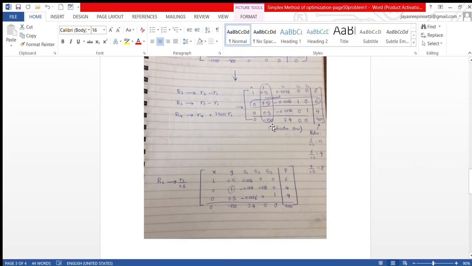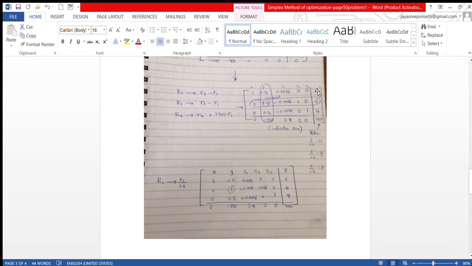So you have to perform the same operations as we have done before. Choose the negative element in the indicator row. If there is only one, choose that. If there are more, choose the most negative element. This is the only negative element here, so this will become the pivot column, right? And next you have to choose the pivot row and pivot element. For that, you have to find the ratios of this column and the scalar column, right?